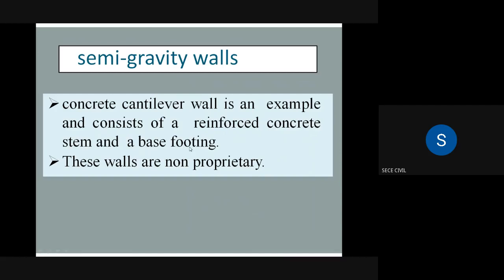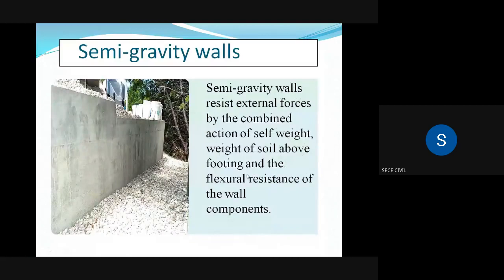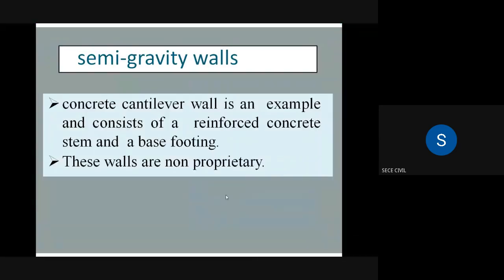In gravity walls, as I mentioned, we don't have toe portion and heel portion and all, but in a semi-gravity wall, we may have toe portion and heel portion. These walls are non-proprietary. Non-proprietary means that it is not an ownership. The toe portion and the heel portion do not belong to semi-gravity walls only; that is just how they are mentioning it.